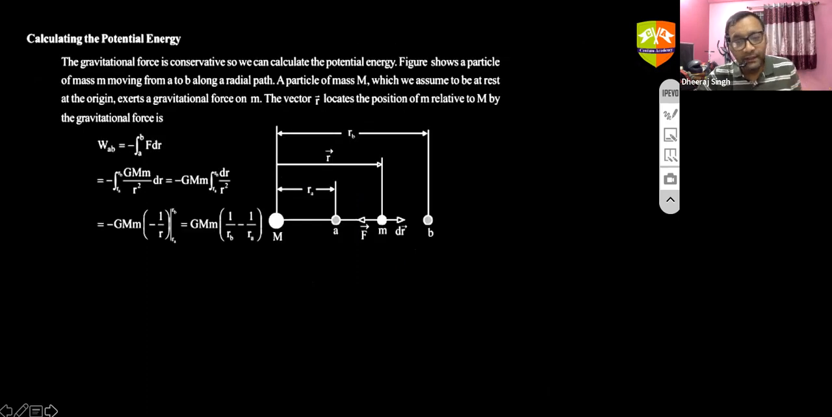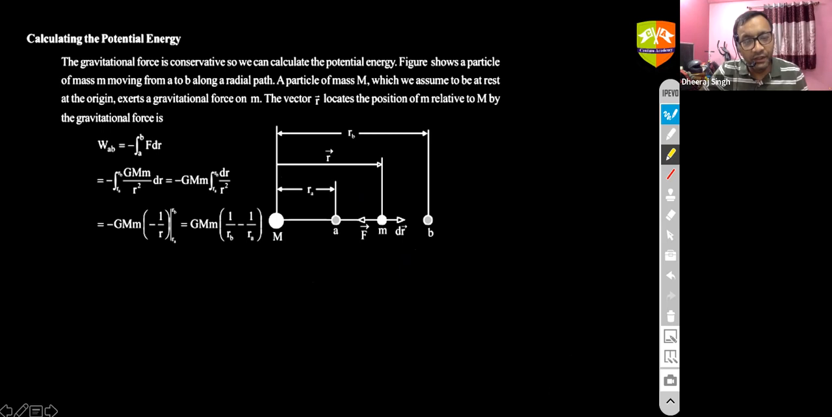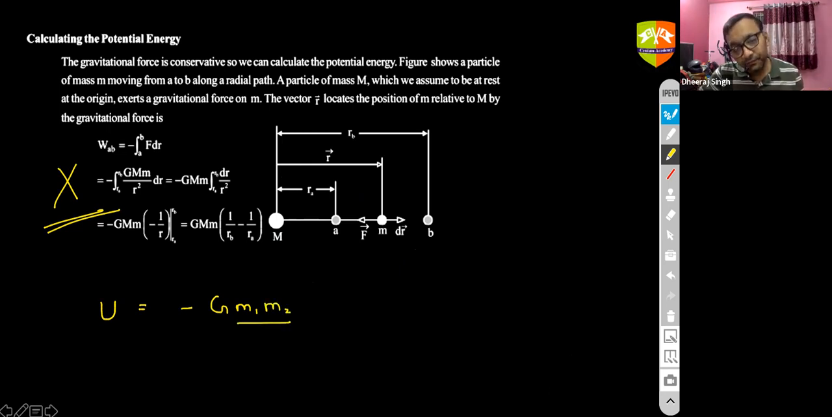Okay, now potential energy. You know, the potential energy between two point masses is minus of G. I mean, you don't read it right now. Whatever I'm writing, focus there. G M1 M2 by R between the two point masses.